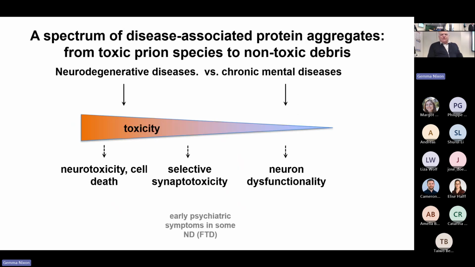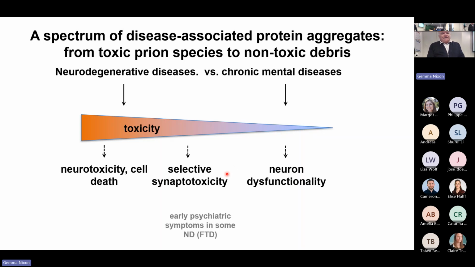It's really important to distinguish that you have in the neurodegenerative diseases these neurotoxic, cell-death-causing aggregates, but there is a spectrum of protein aggregates where you have eventually just selective synaptotoxicity or even no toxicity at all, but some kind of dysfunctionality which impairs neuronal metabolism and leads to dysfunction in networking or action potential forwarding, and so on.